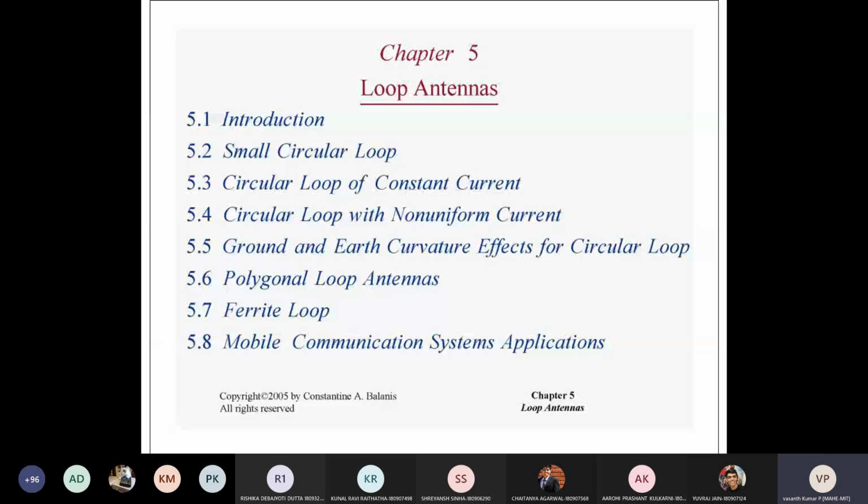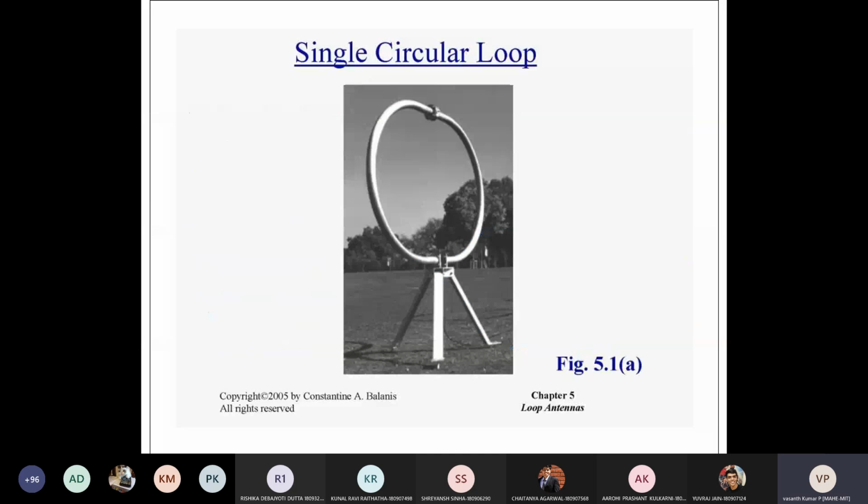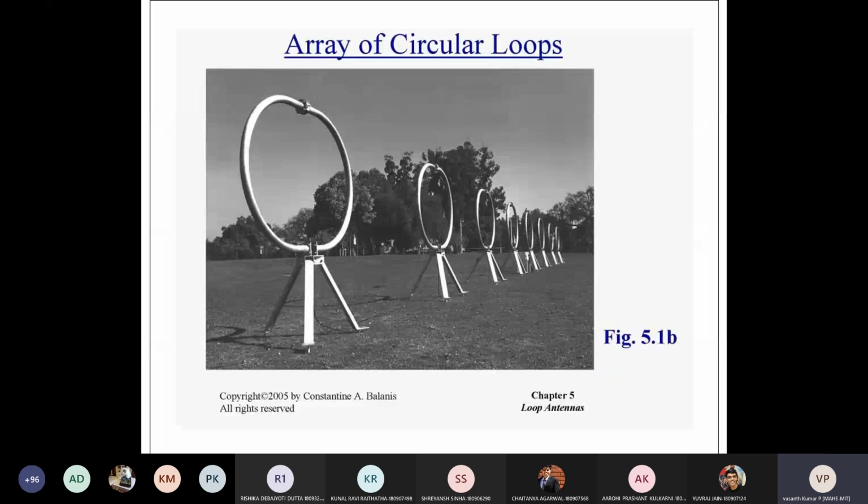So these are the different things. In that we'll be seeing only the small circular loop, and we are not going to discuss any other things. You can see the circular loop here, a single circular loop. Now this is an array of circular loops.